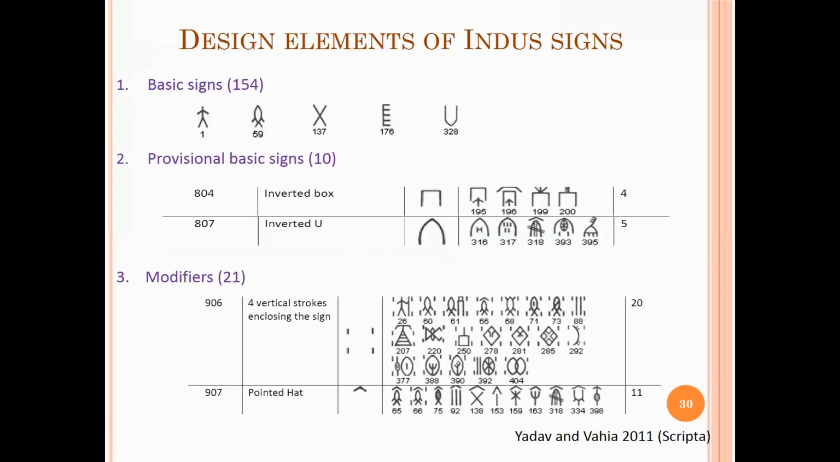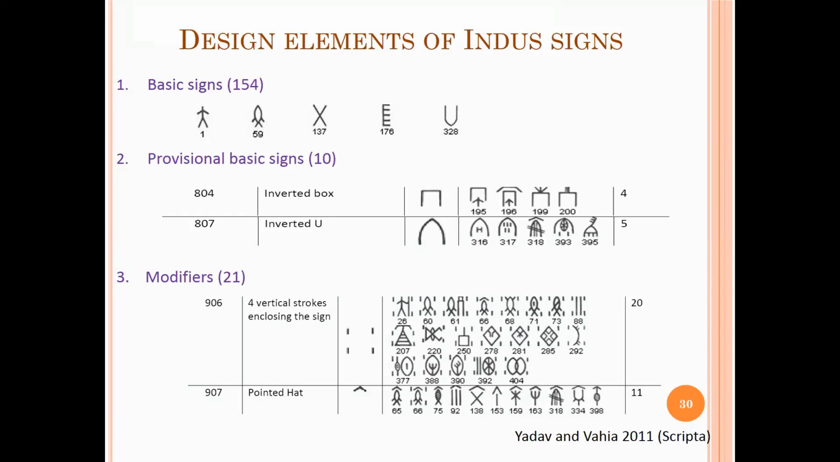So these are the various design elements of Indus signs that we have identified. We classify them into 3. The first one is the basic signs, and we identified 154 basic signs. So you can see this is the simple humanistic figure 1. This looks like a fish, and so on. Now we had a category of provisional basic signs. Now what are these? We identified 10 such signs.